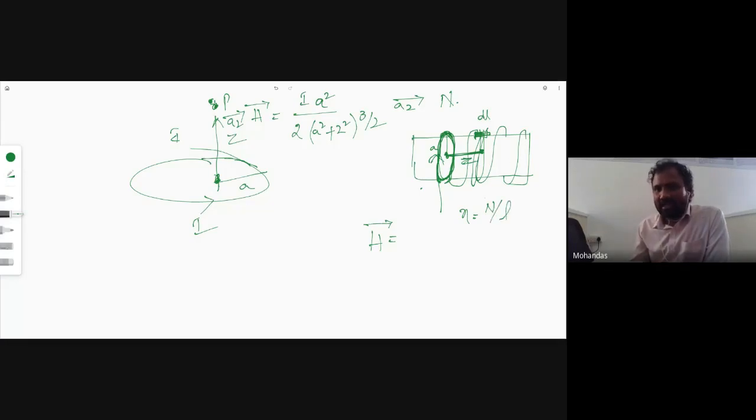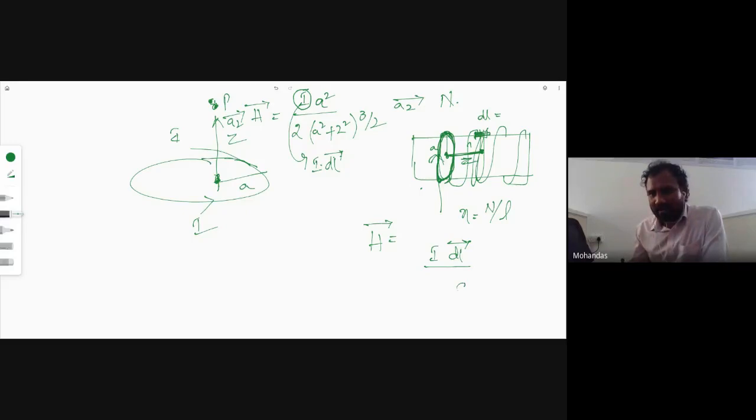Okay. In that case, how to write the dl here? Or as it is a current element, how to write that current here? You have to write that current as I into dl. Right? I into dl you have to write instead of I for a solenoid. How to write the current? I into dl here. But dl is equal to what?